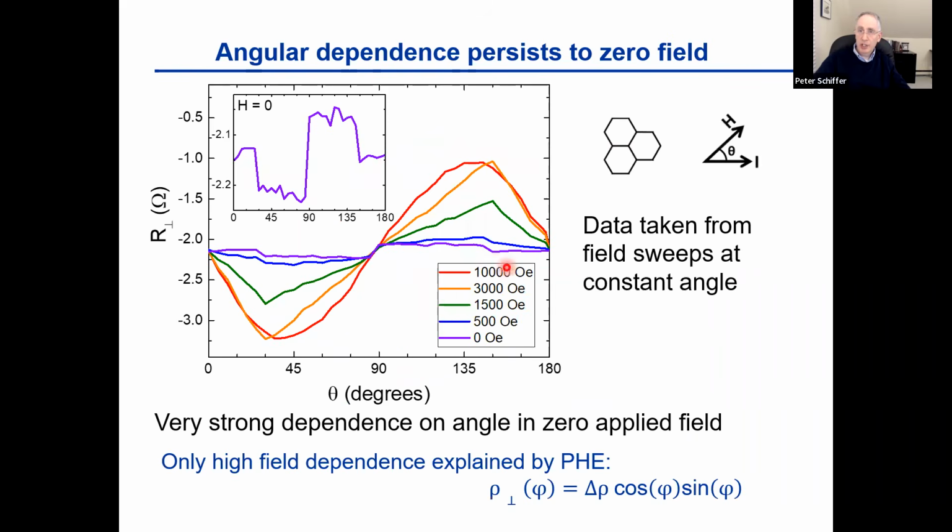I see. Does that make more sense? Yes. So that's because different sweeping angles have different remnant states. Yeah, thank you. And sure.